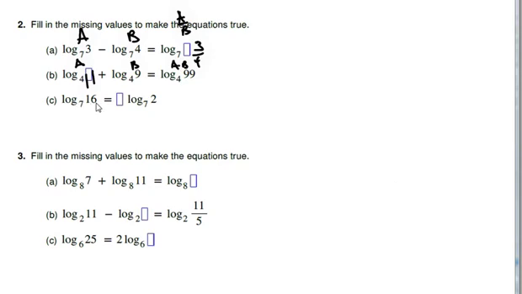Here it's a little bit different. We have log base 7 of 16 equals something times log base 7 of 2. So we got to think of, alright, it's looking for a number right here which would correspond to an exponent here. So 2 to the what power would equal 16? Just another way of writing that, we're saying 2 to the 4th. So this would be a 4.